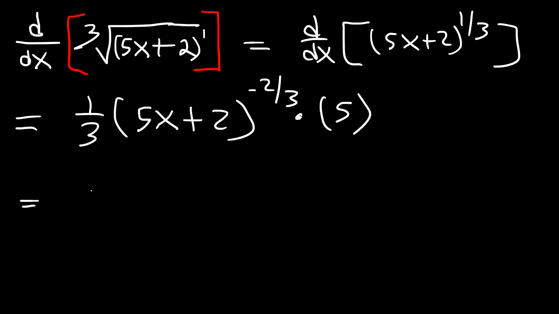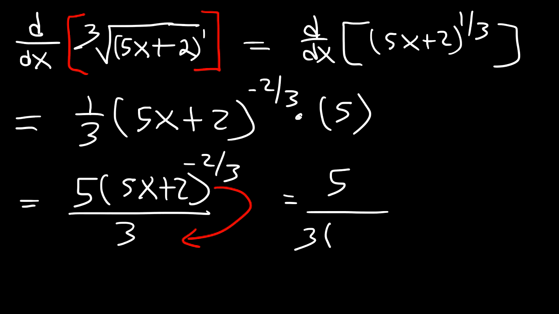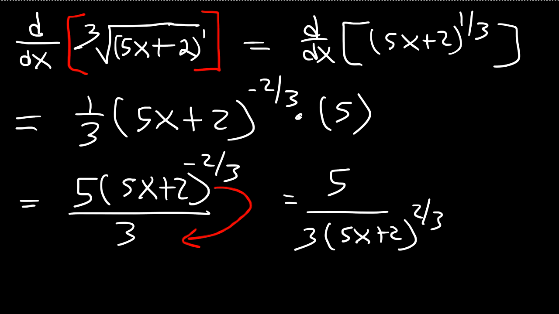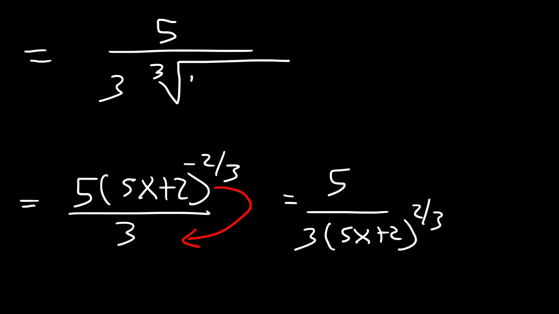So right now, we have a 5 on top. 5x plus 2 raised to the negative 2/3 is also in the numerator, and the 3 is in the bottom. So now let's take this term, move it to the bottom. So it's going to be 5 over 3, and then 5x plus 2, but raised to the positive 2/3. And now let's rewrite it in its radical form. So this is going to be the cube root of 5x plus 2 squared.